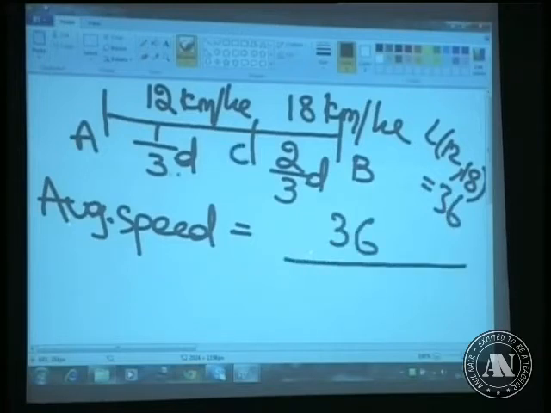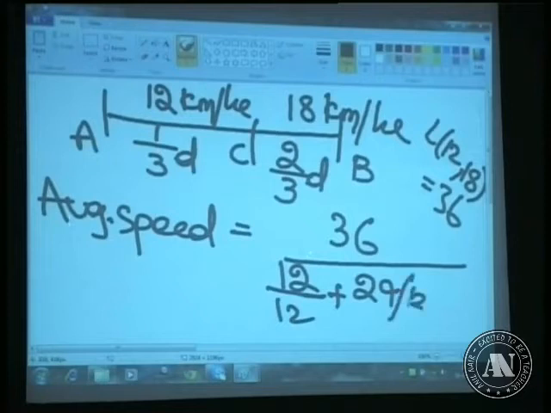Let me call this point C. 1/3 of D. How much is covering? 12 divided by 12. Remaining is 24 divided by 18. Average speed is total distance by total time. What is the time taken from A to C? Distance by speed. What is 1/3 of 36? 12. 12 by 12. Anil sir, don't you think the denominator is fractions, it is becoming difficult? No. There is another method by mixtures, you will get the answers orally. That also we will discuss. Just as of now, I am telling you the application of LCM. Idea clear?